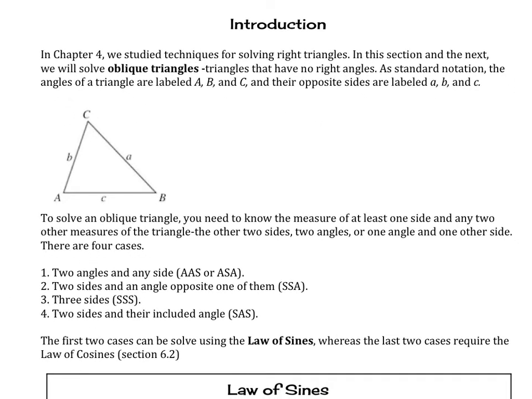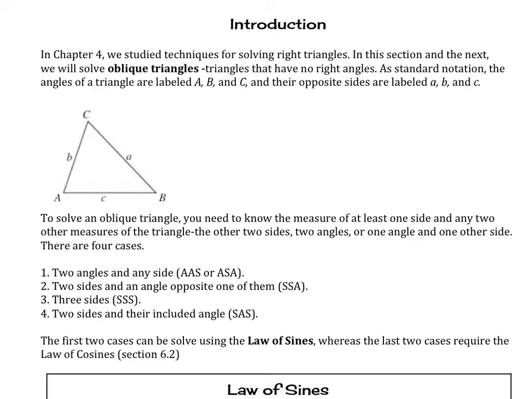In Chapter 4, we studied techniques for solving right triangles. In this section and the next, we will solve oblique triangles. Oblique triangles are just triangles that have no right angles. And in standard notation, the angles of a triangle are labeled capitals A, B, and C. Then notice that the opposite sides are labeled lowercase a, b, and c.